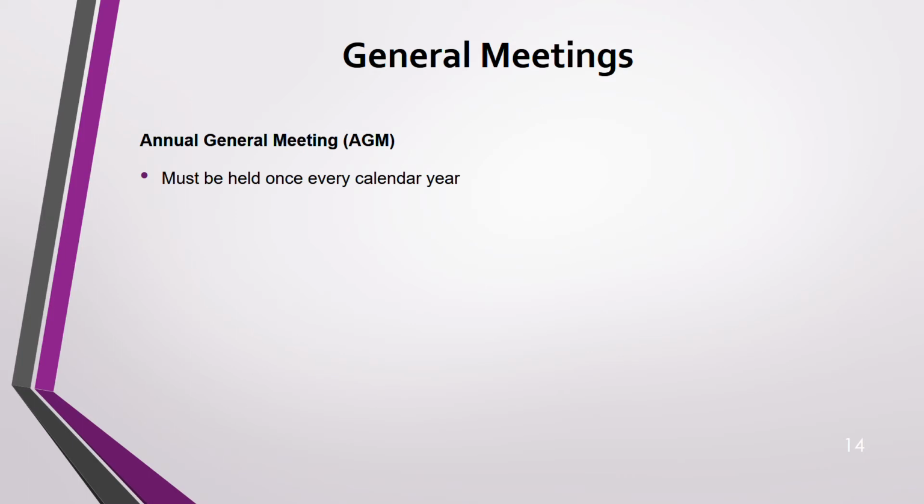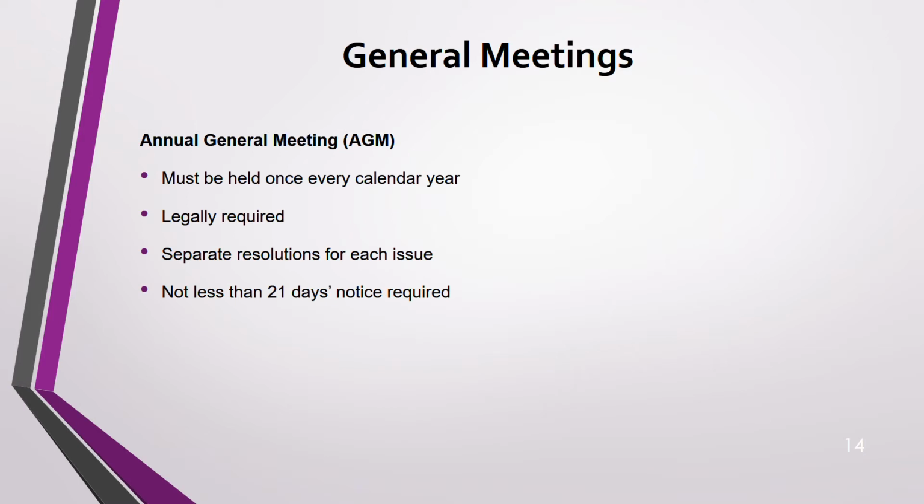In this AGM, the features are: it will be held once every calendar year. It is legally required by law. All companies need to go through this. You cannot say it's optional and that you will not be doing this meeting. Every company needs to do 1 AGM every year. Third, separate resolutions are there for each issue. Each issue will be dealt with separately, and not less than 21 days' notice is required. You cannot give short notice. At least 21 days has to be there.